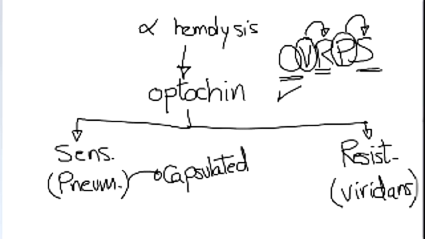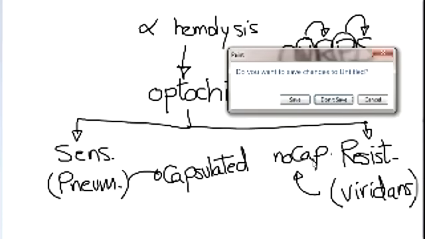Quellung means adding some antibodies to the strep pneumoniae. These antibodies will react against the capsule, leading to capsular swelling under the microscope, while the viridans is non-capsulated. It has no capsule. Okay, so that's it for the alpha hemolysis.